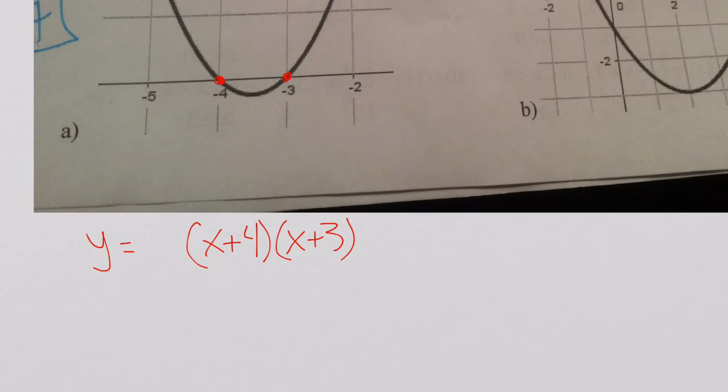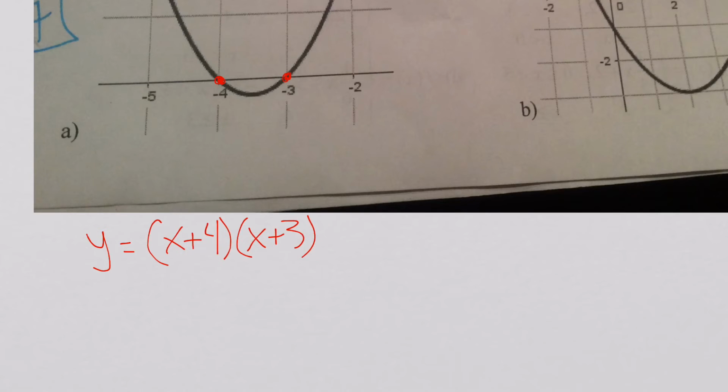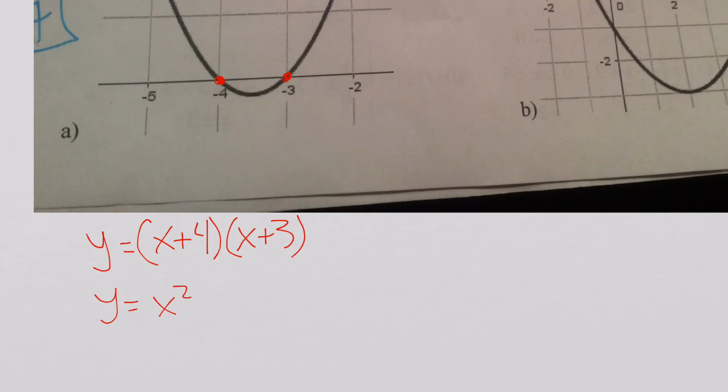And you need to be prepared to write this in whatever form you need it in. So let's write this thing in standard form by expanding it. So y will equal x squared, x times x is x squared, plus 4 plus 3 gives me 7x, plus 4 times 3 gives me 12. So there's my standard form equation. And now we just need to complete the square.